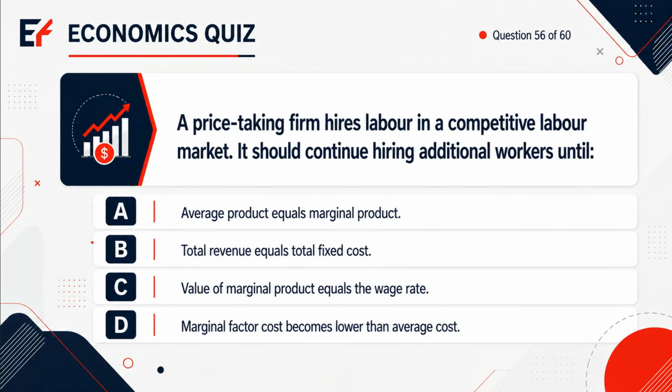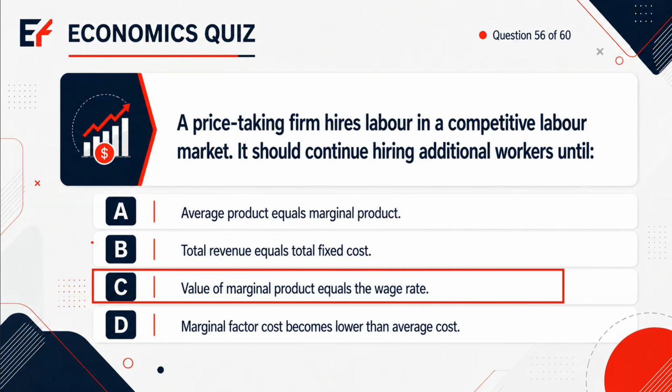Value of marginal product equals the wage rate. D. Marginal factor cost becomes lower than average cost. The correct answer is C. Let's apply the hiring rule.